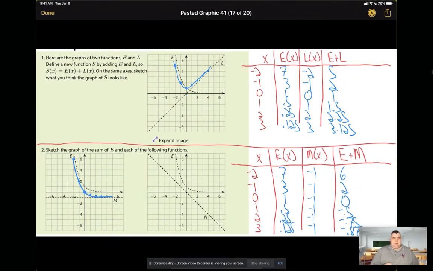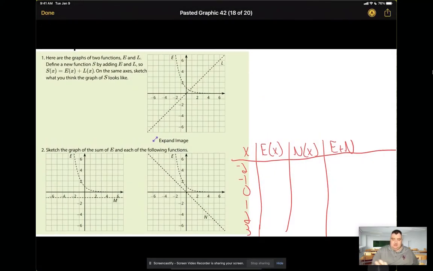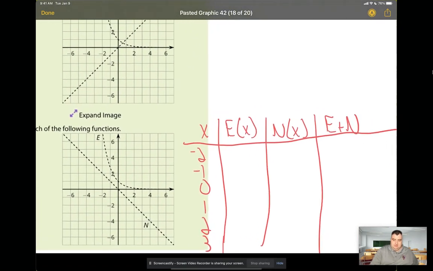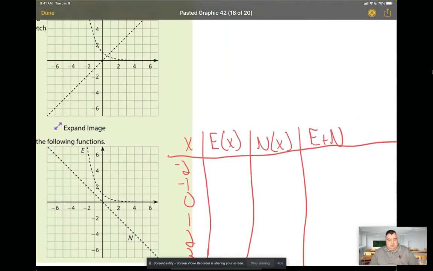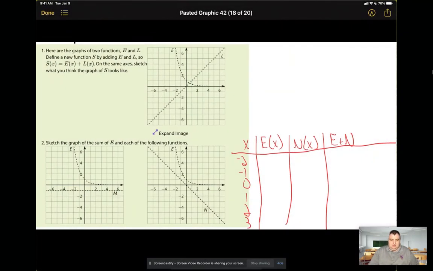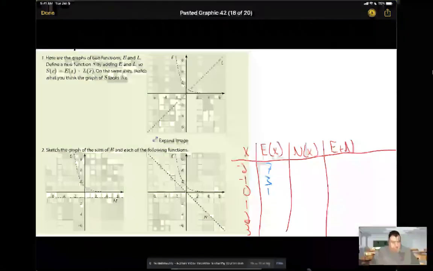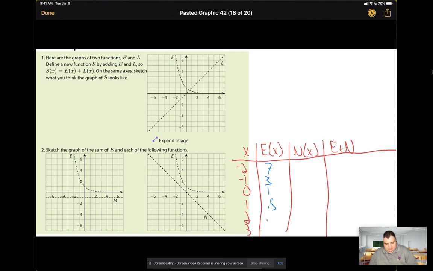Okay, for the last graph, let's do the sketch of that graph right here. Okay, so my e values are going to stay the same. So my e values are going to be 7 and 3 and 1 and 0.5 and 0.25 and 0.125. So these stayed the same.